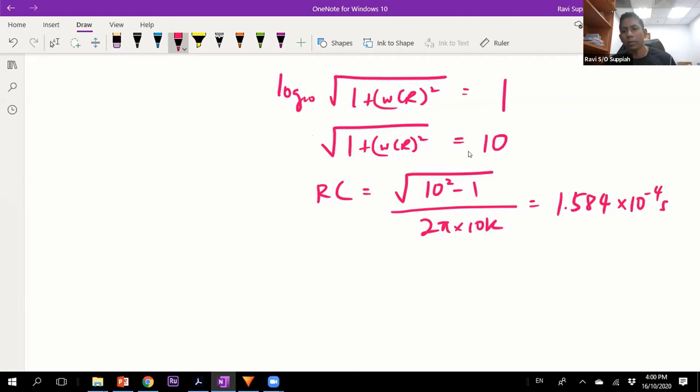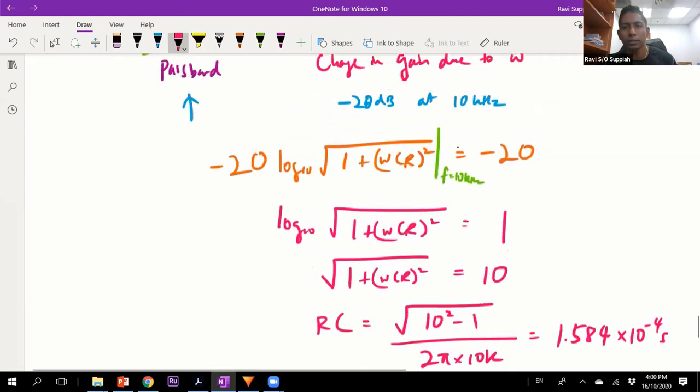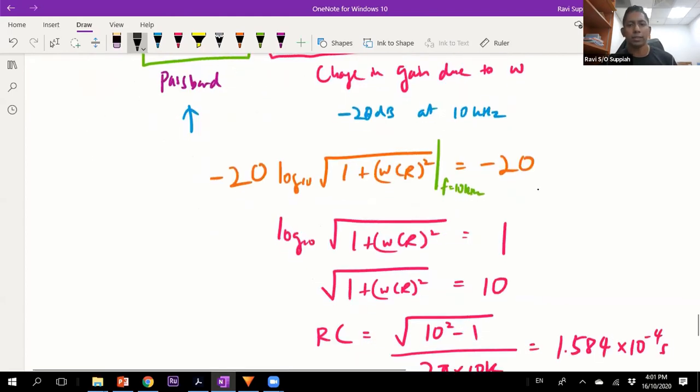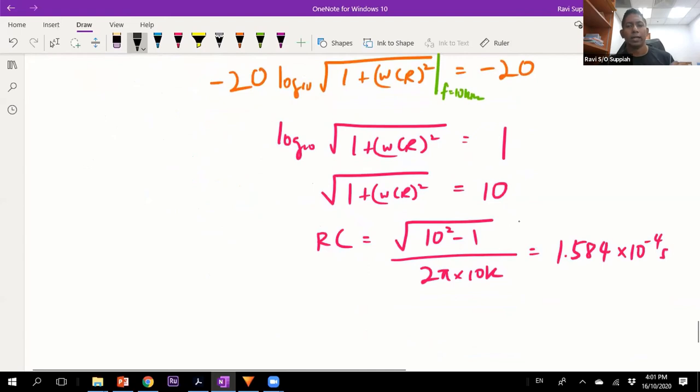Okay, so right now, what do we have? Coming back to this, we have now come up with this expression. It clearly tells us what is the passband gain and what is the change in the gain due to omega, that means when the signal's frequency changes. From the question, we know that at 10 kilohertz, we want this change to be minus 20 dB. So we can relate that here and get an expression for RC. But of course, we haven't solved it yet because we haven't found what FC is. Correct? You're supposed to find FC.